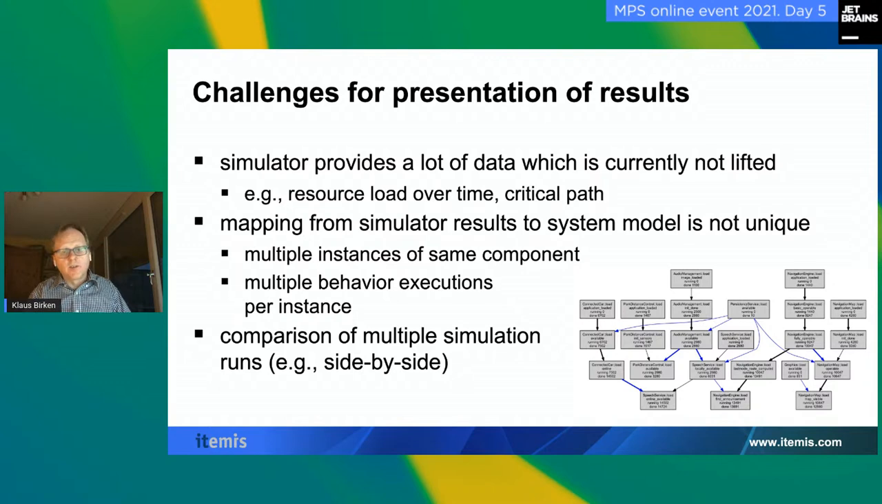And one other problem with this lifting is that the mapping from the simulator results to the system model is not unique. One thing which comes up for everyone who builds a component model is that a component might be instantiated several times, and then you have to know which of the instances you are looking at. Another similar problem is that if you have a behavior which runs multiple times, then you want to know which data you are looking at. You're looking at the fifth run or the seventh run and so on. And this makes the UI very complex to present all this to the user.